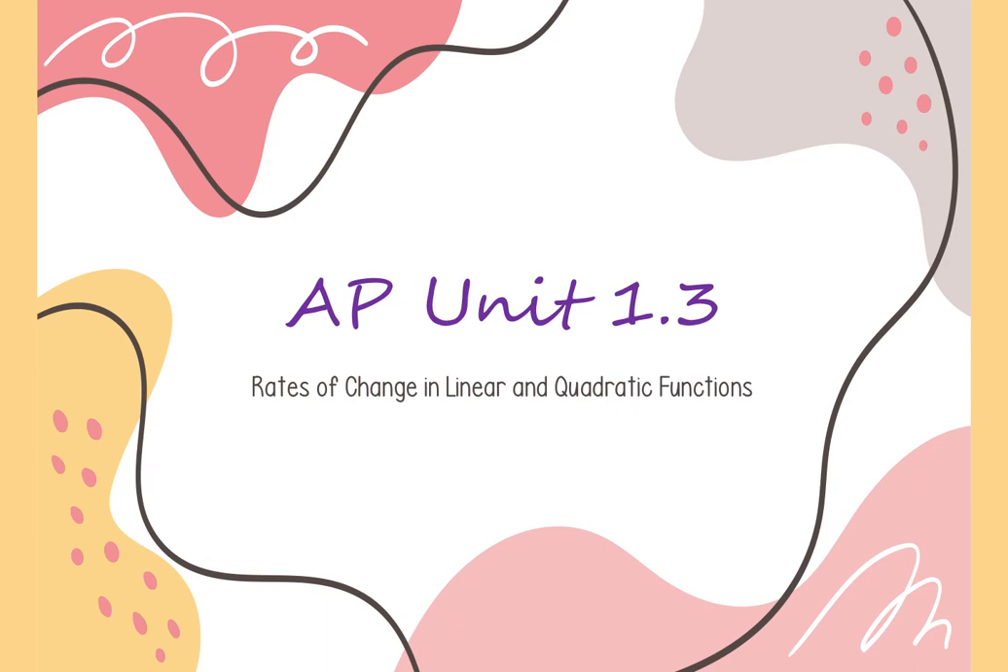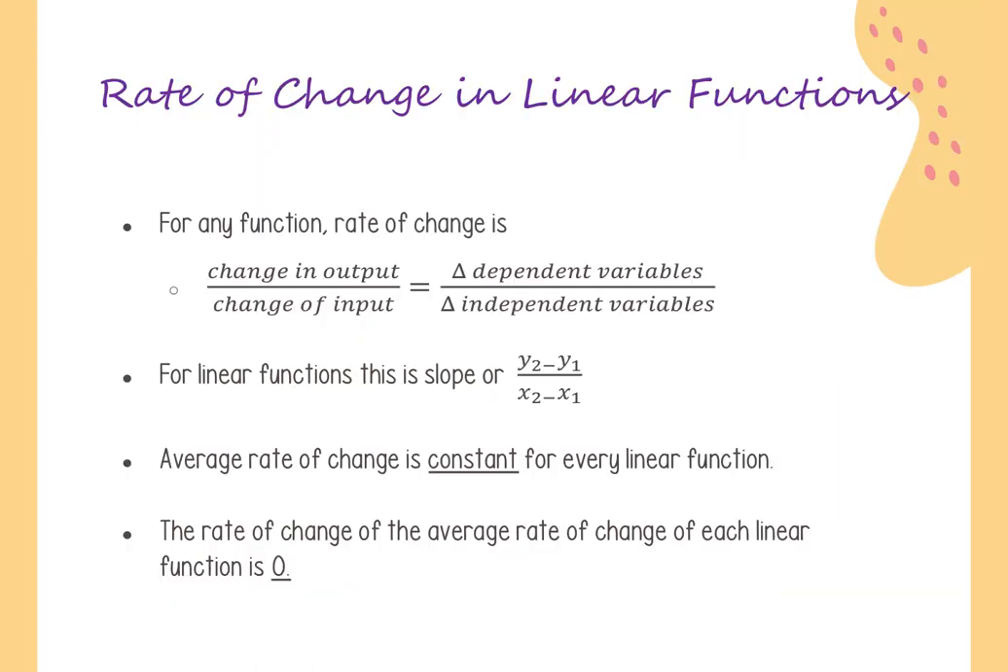All right, so this is obviously coming from our AP unit. This is 1-3, which is called rates of change in linear and quadratic functions. So we're continuing with our rates of change conversation. Everything that we talked about in 1-2 with rate of change continues, but now we're narrowing it down to linear and quadratic functions. So a refresher on, again, rate of change.